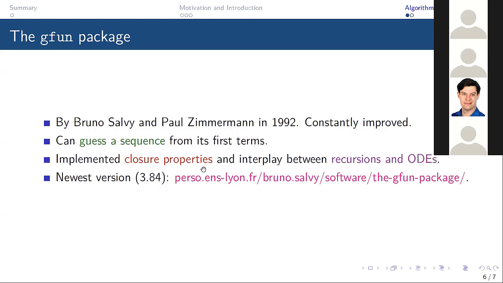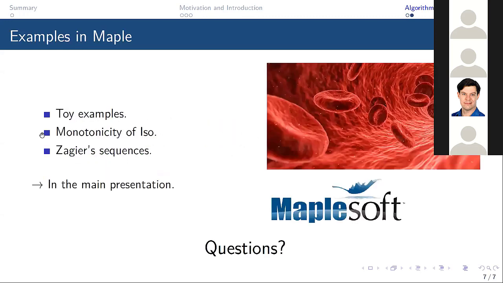Also, it has implemented closure properties and the interplay between recursions and ordinary differential equations. It actually already comes with Maple, so you can just run with GFun and you have all the nice functions already there. But there is a newer version which is even more efficient. This is the newest version, which you can download from Bruno Salvy's website. As I mentioned, I'm not the author of it, but I have been using it very often in the last months or years.